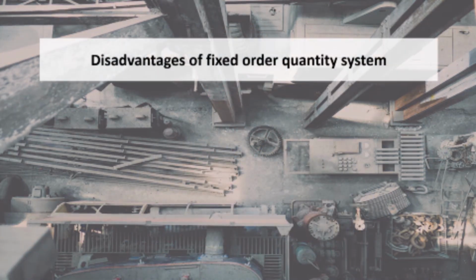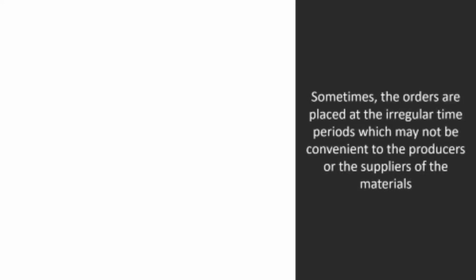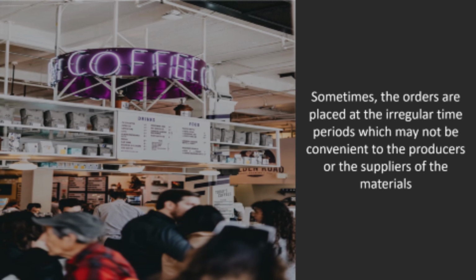Now there are certain limitations of the fixed order quantity system. Many times, orders are placed at irregular time periods because your ordering is based on the consumption pattern. If your consumption is fast, you will place reorders at shorter intervals, and if your consumption is very slow, you may place orders at larger intervals. So the time period of placing orders will vary a lot, which may not be convenient to the producers or suppliers of the material, because they are not sure when the order will be placed by the manufacturer.